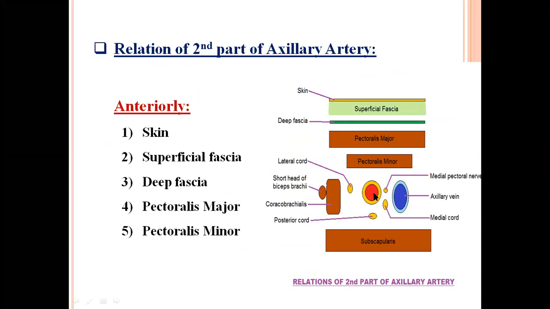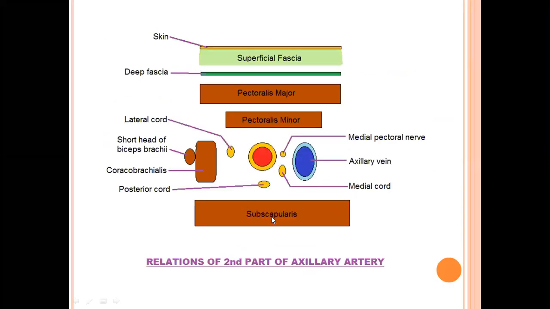Now see here, this is our axillary artery. Whatever structures you find in front, those are the anterior relations. More or less the same as the first part. Again, you are finding skin, superficial fascia, deep fascia, pectoralis major, behind which now we are seeing pectoralis minor. Those are the anterior relations.